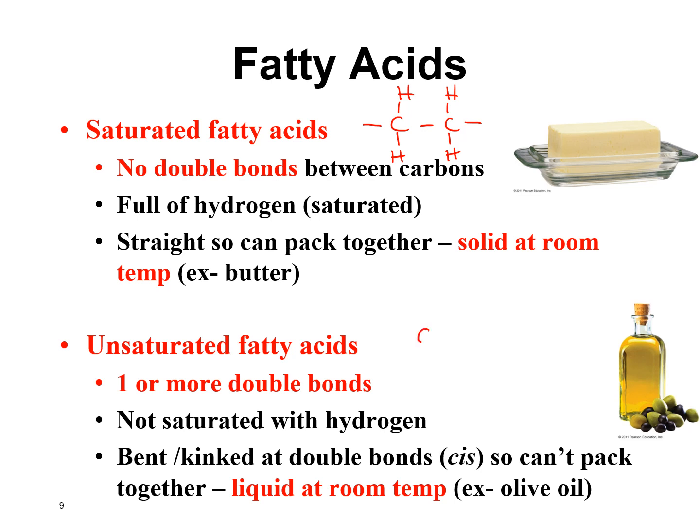The unsaturated fatty acids, we're going to have double bonds between them, and they're not going to be saturated with hydrogens. So we haven't put hydrogens everywhere we could, and so some double bonds form between the carbon atoms. And that allows the fatty acid chains to bend or kink, and so they can't pack together as closely, and so they're going to be liquid at room temperature. So for example, olive oil would be an unsaturated fatty acid.